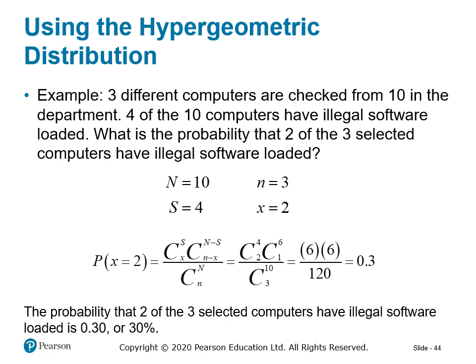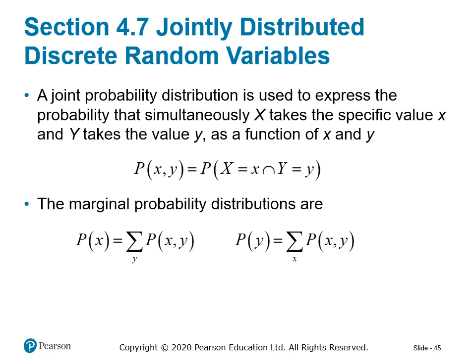I'm going to have 6 times 6 over 120. It's basically doing the 4 times 2, 6, 1, 3. So that's 6 times 6 over 120, or 36 over 120, or 0.3. So the probability that 2 of the 3 selected computers have illegal software is about 0.3 or 30%. Okay. If you have problems figuring that out and what I did in the last one, you can go back in the video. Hopefully it'll be clear. Okay.